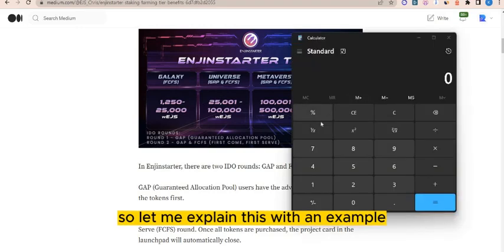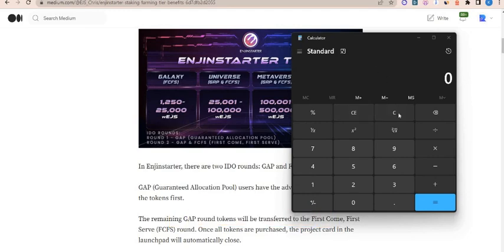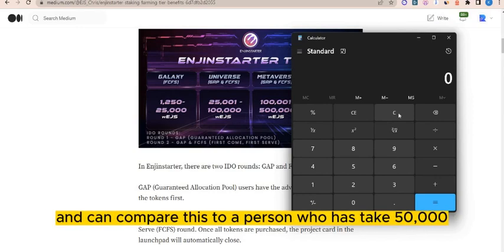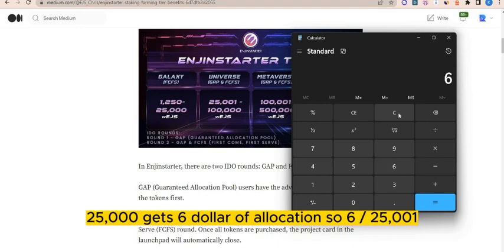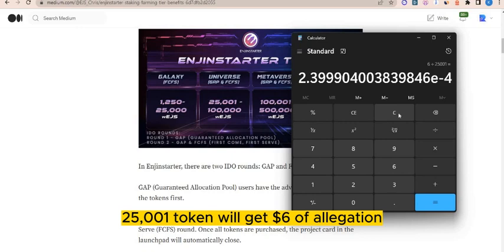Let me explain this with an example: how two people staking in the same tier are distinguished in Enjinstarter and how their allocation can differ. This is very simple to understand. Say you are in a universe tier and you stake 25,000, and compare this to a person who has staked 50,000 and is also in the same tier. A person who staked 25,000 gets $6 of allocation. So the one who staked 25,001 tokens will get $6 of allocation.